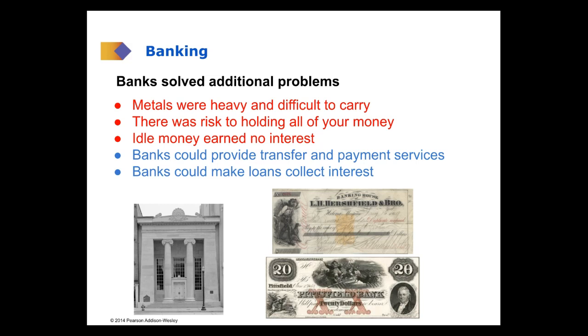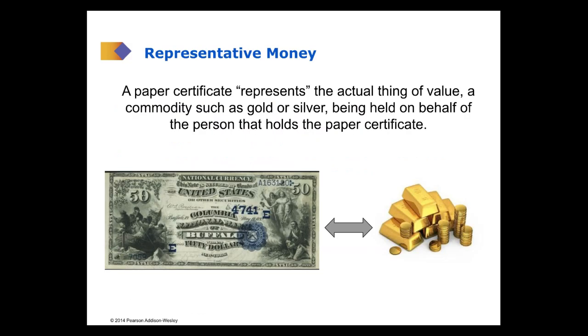We can see that when people deposited metals, gold or silver or platinum, with the bank, they might give them a paper receipt. These paper receipts eventually became transferable and tradable, and this is where paper money came from. So paper money is a form of representative money. We have a paper certificate that represents the actual thing of value that's being held.